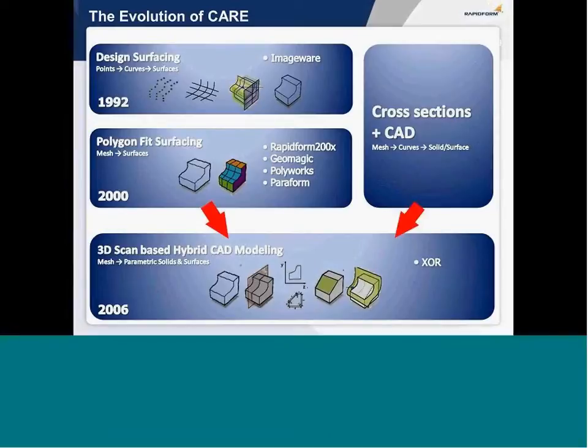Then around 2000, the polygon fit surfacing method was created. It used a mesh and a mesh fit method to fit NURB surfaces on top of the mesh. This is used by RapidForm until 2006. Geomagic, SolidWorks, Paraform, they are still using this method. The big drawback of this method is that you need to stick to the scan data as close as possible. You have no freedom to detach from the scan data which you're surfacing.